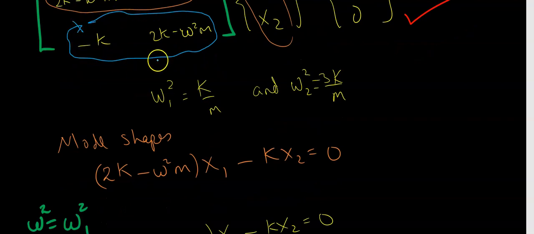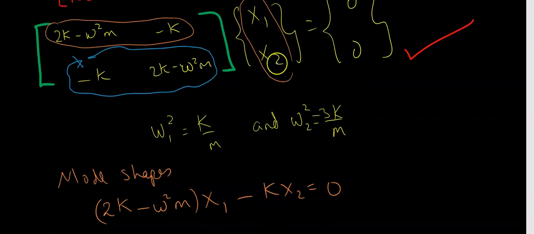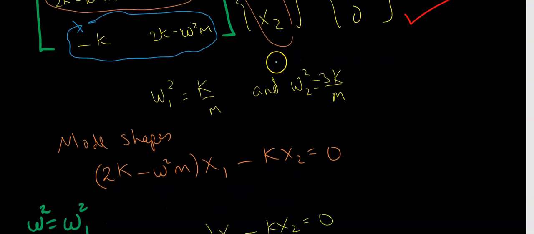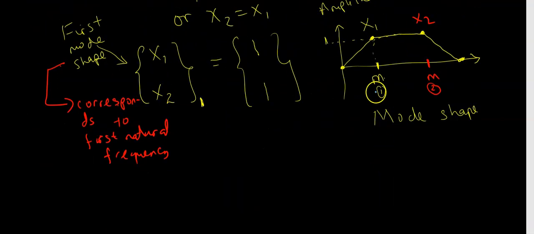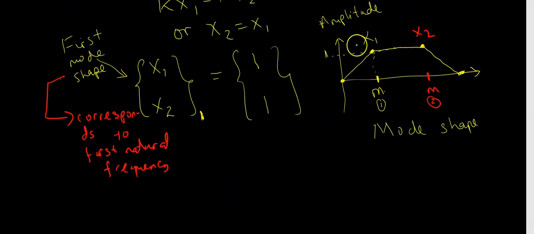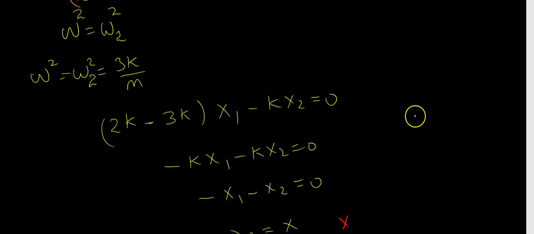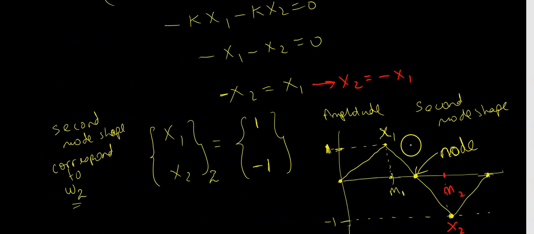You can use this column and multiply it by x1, x2, and still get the same mode shapes: when x1 is equal to 1, x2 is equal to 1, and when x1 is equal to 1, x2 is equal to minus 1. You would have gotten the same thing.